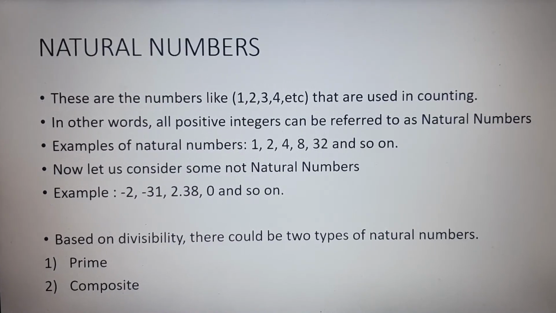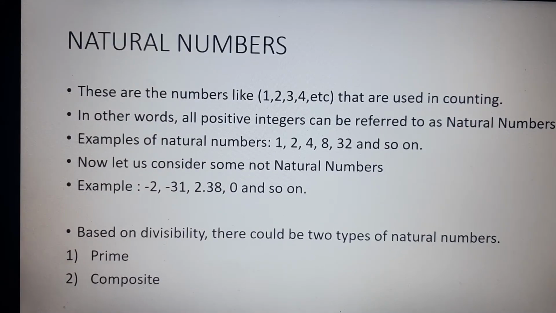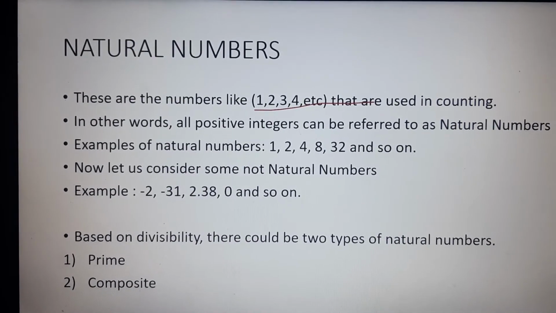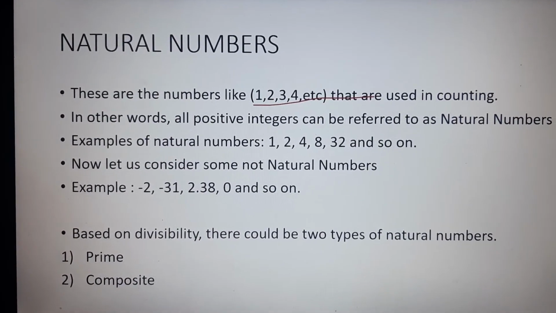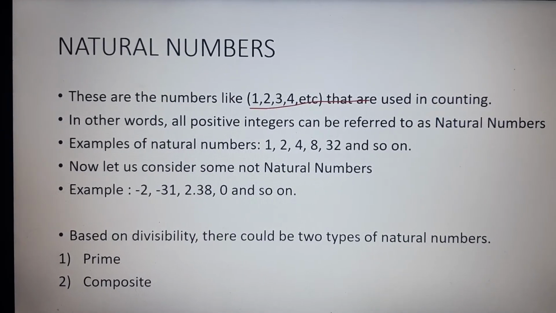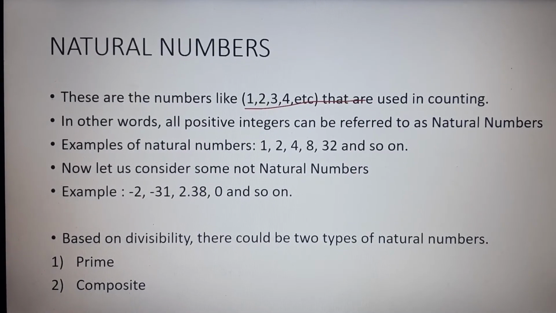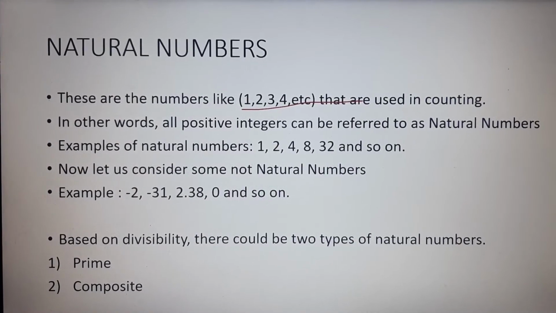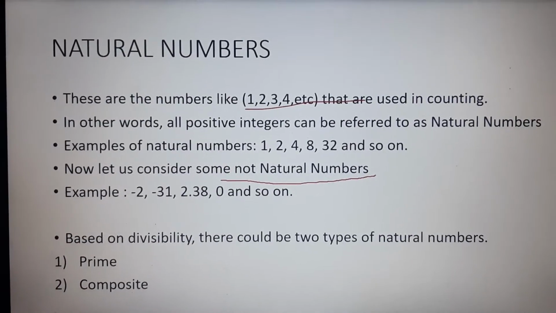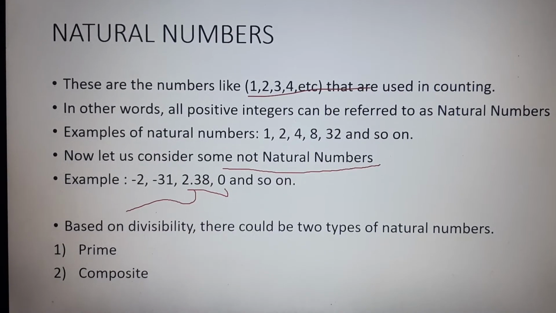These are natural numbers. Natural numbers are basically those numbers which are 1, 2, 3, 4, etc. In other words, we can also say all positive integers can be referred to as the natural numbers. Let us consider some natural numbers like 1, 2, 4, 8, 32, etc. But do remember that natural numbers are only greater than 0. Some examples of not natural numbers are -2, -3, 2.38, and 0. So now let's move ahead.